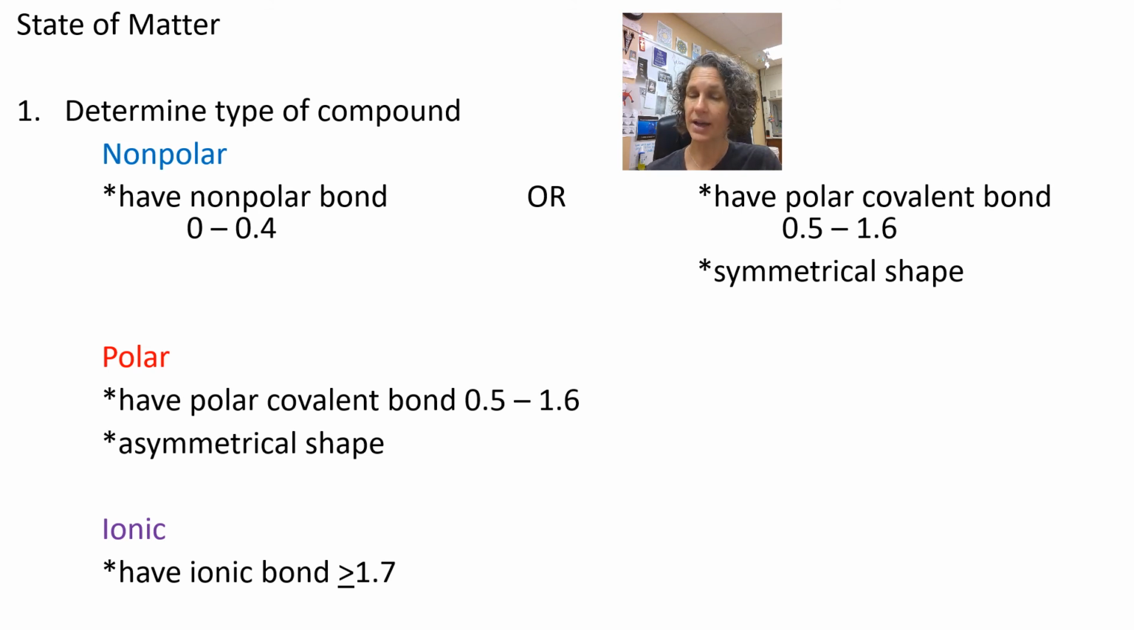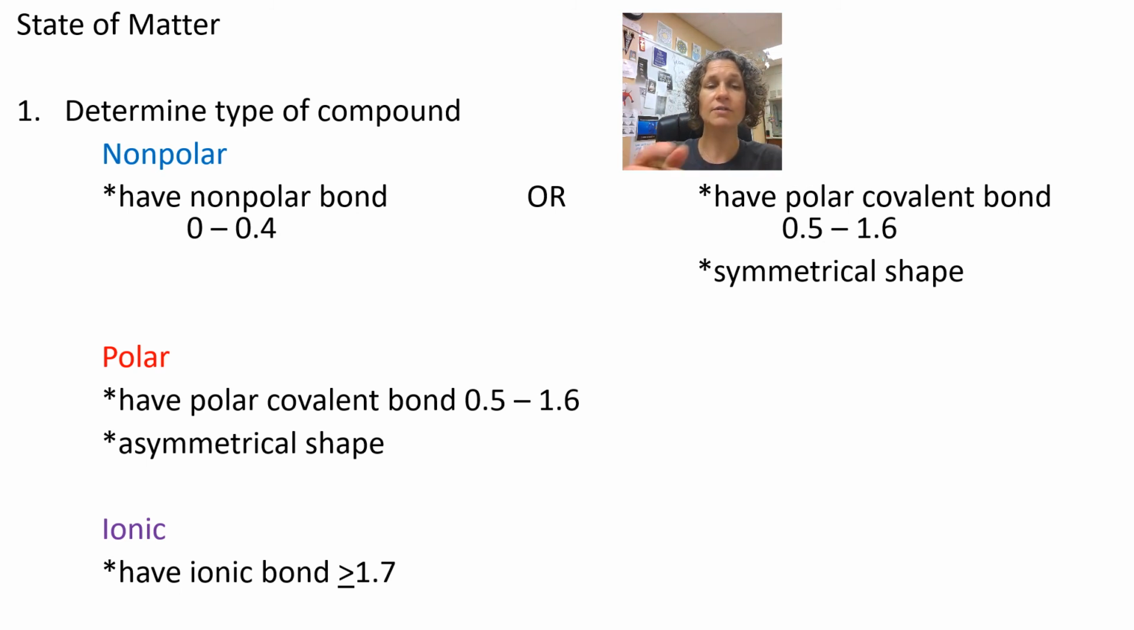So solid, liquid, gas is what we're talking about here. First thing you have to do is determine the type of compound, and this is based on the bond type and the type of shape, symmetrical or asymmetrical, and some criteria. I will have you write this information down on your chart so that you will use it as a reference.